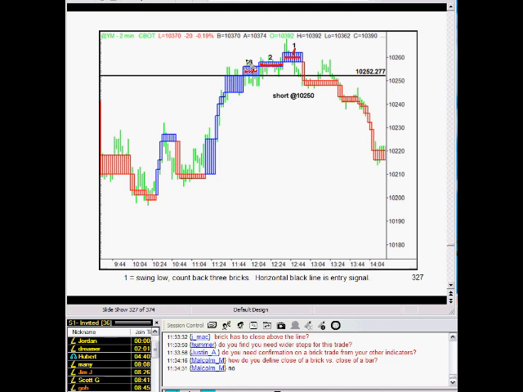We go short when the brick closes below our horizontal price line. So as soon as the brick closes below 102.52, you go short. So the break is 102.52. The actual entry on this one was 102.50 because the price closed there, okay?